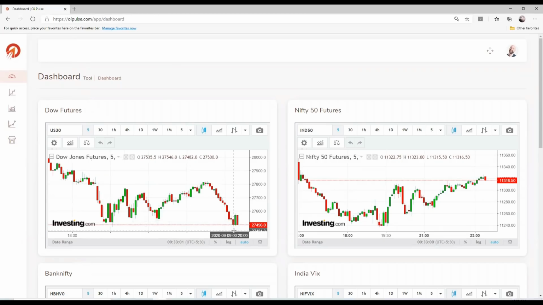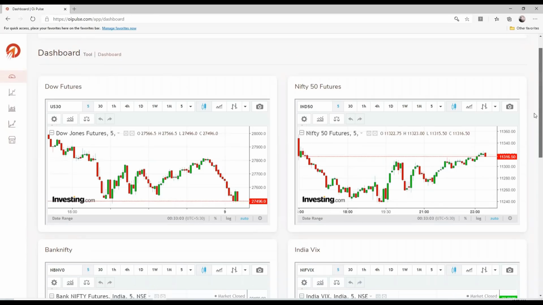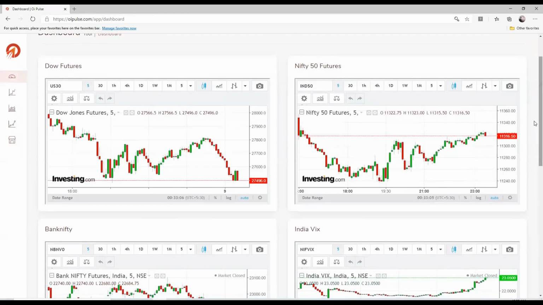Look at the way the Dow futures is falling now. So I'm expecting some more downfall to continue tomorrow morning. Let's hope that the fall is going to be there based on the data.